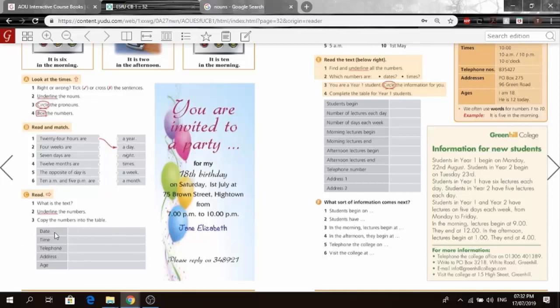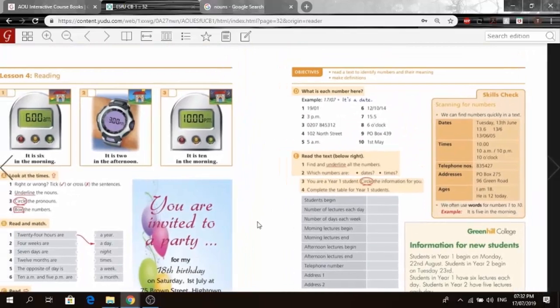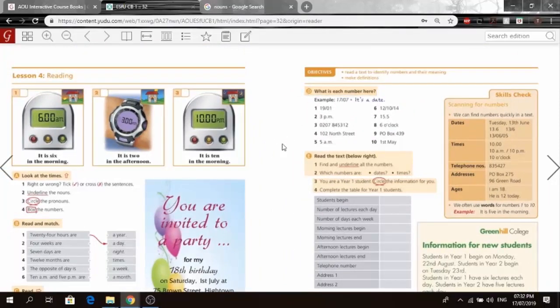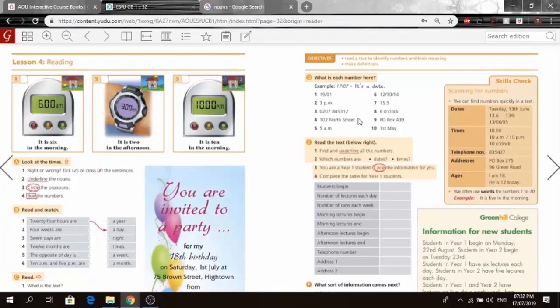So here we have, he wants to know the date, so date is obviously 1st July, on Saturday, 1st July. So you write down Saturday, 1st July. Time will be 7 p.m. to 10 p.m. Telephone will be this right here, so 348921. Okay. Address will be 75 Brown Street, Hightown, and age is 18. Okay. Simple enough. Now let's move on to exercise D. What is each number here? Okay, so he's giving us these numbers, but it can be a date, it can be a time, it can be a telephone number, it can be an address, it can be an age, okay?